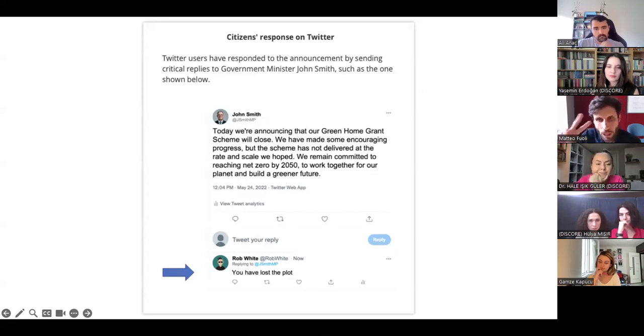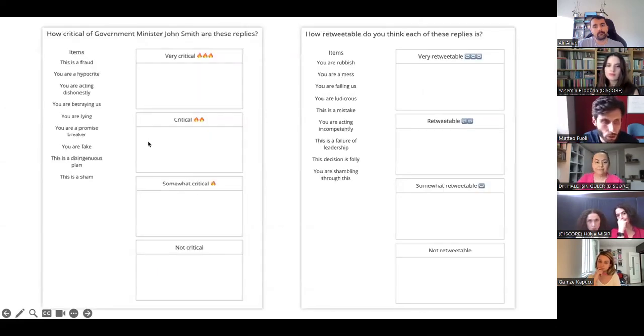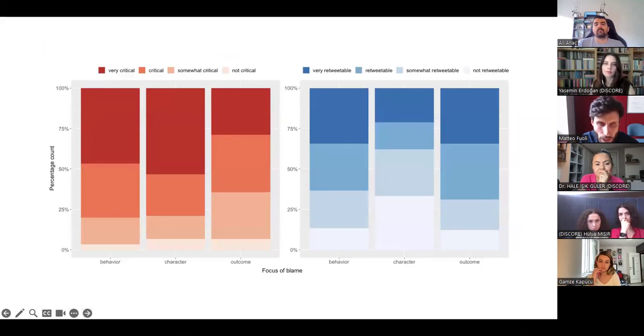So we ran two studies, tweaking slightly the experimental design. In the first study, we asked people to group tweets into bins that describe different levels of negativity and different levels of retweetability. They could drag these tweets into whichever box they wanted. They could even put them all into one box, that was up to them. And these are the results of the first study.